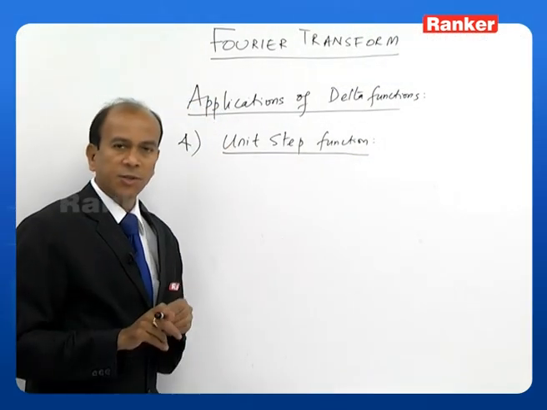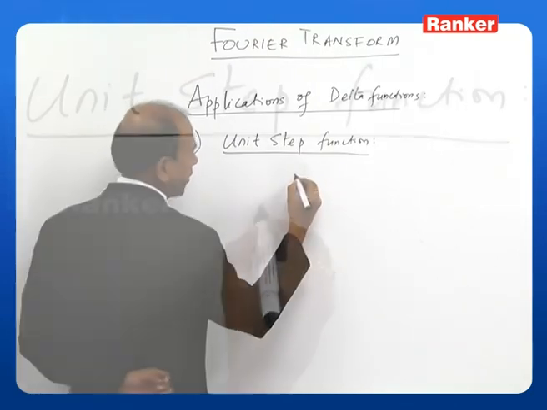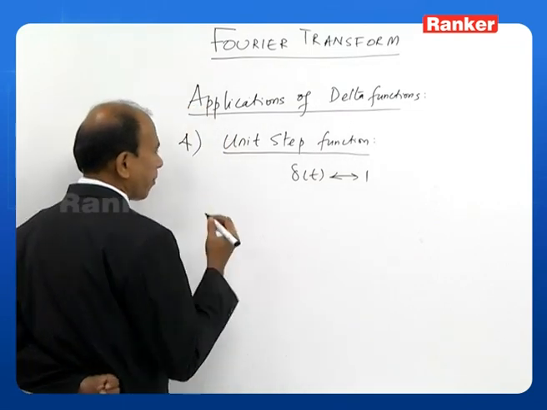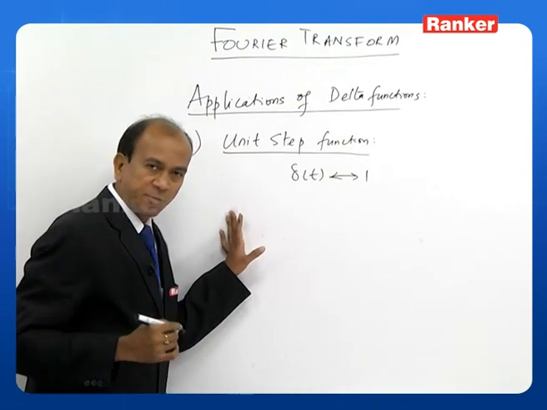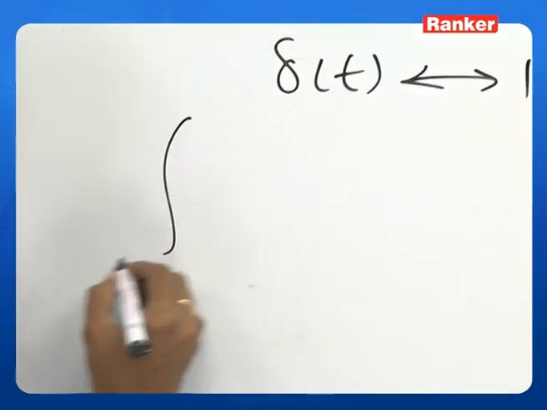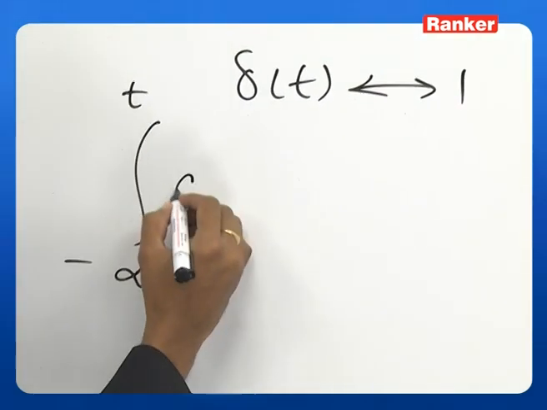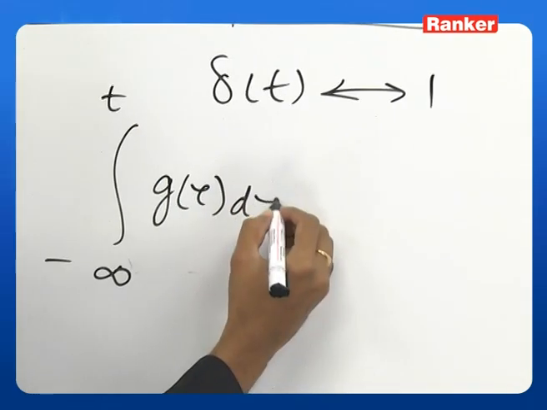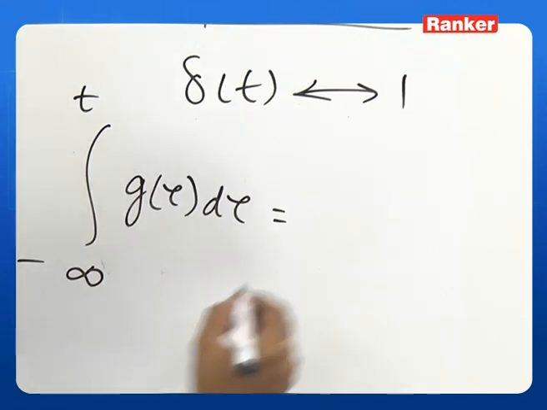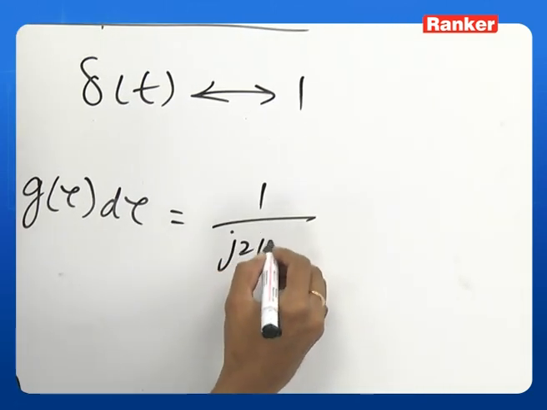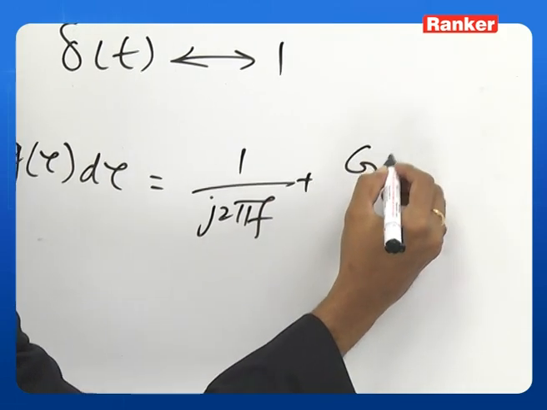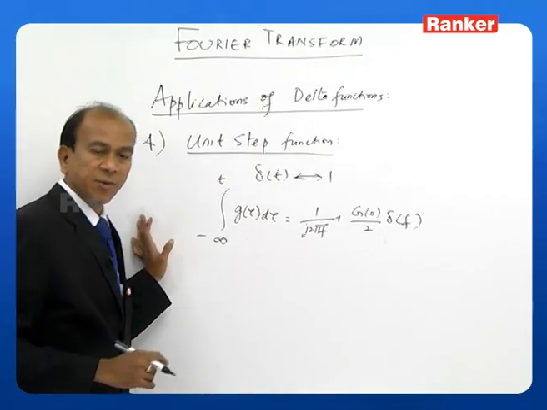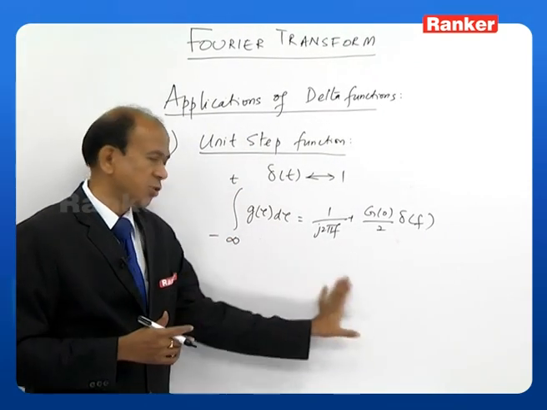Okay. So, let us look at this now. What is the Fourier transform of delta of t? That is 1, and the integration property of the Fourier transform says, let us also use that here: the integral from minus infinity to plus infinity of g of tau d tau will be equal to 1 by j 2 pi f plus g of 0 by 2 delta of f. This is the Fourier transform when you apply the time integration property.